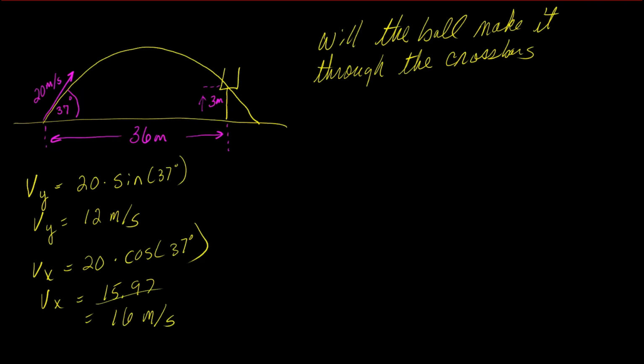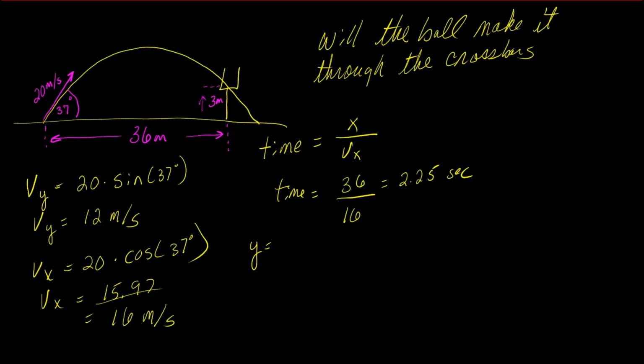Okay. So we know that time is equal to the x distance divided by the x velocity. For time, it's going to be 36 divided by 16. So that means 2.25 seconds is the time it takes for the ball to reach the goalpost. And we got that again from calculating our horizontal velocity. Now let's see if it has the proper height.